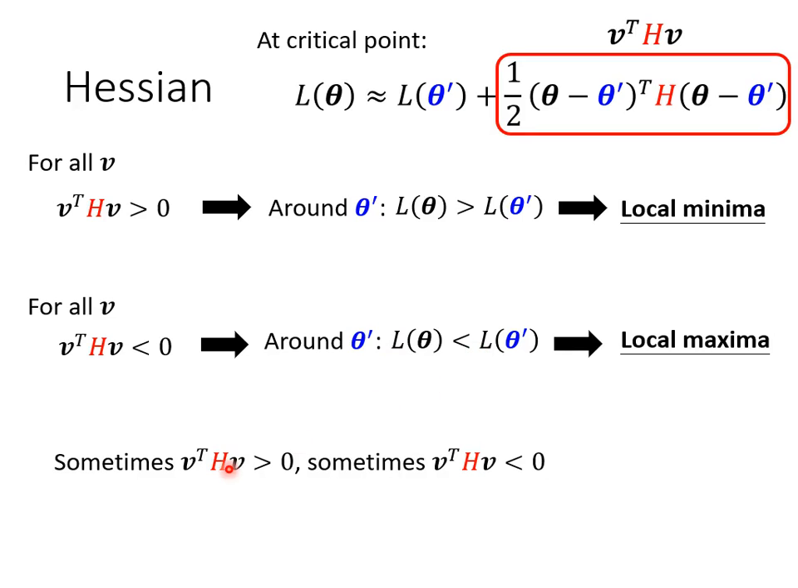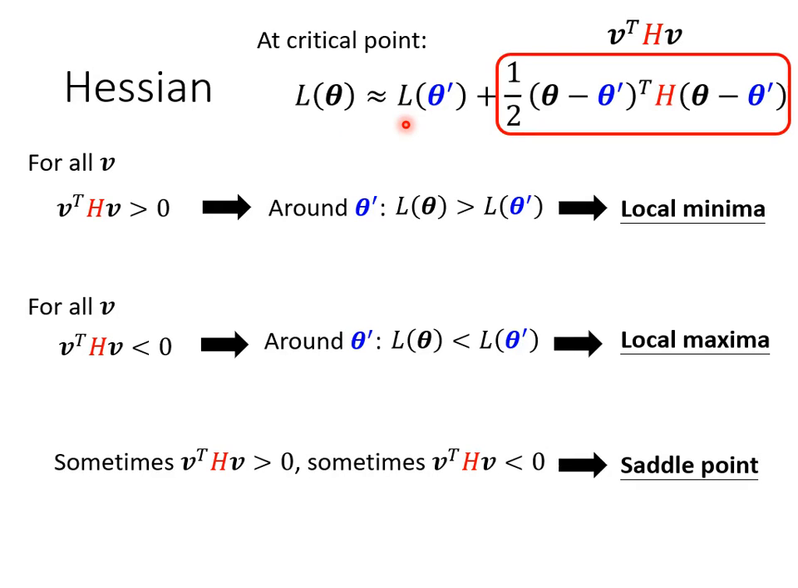Suppose there is a third situation where the value of V transpose multiplied by H and V is sometimes greater than 0 and sometimes less than 0, with a different V and a different theta. The value in the red box is sometimes greater than 0 and sometimes less than 0. It means that around theta prime, sometimes L of theta is greater than L of theta prime and sometimes L of theta is less than L of theta prime. Around L of theta prime, there are some high regions and some low regions. What does it mean? This means that it is a saddle point.